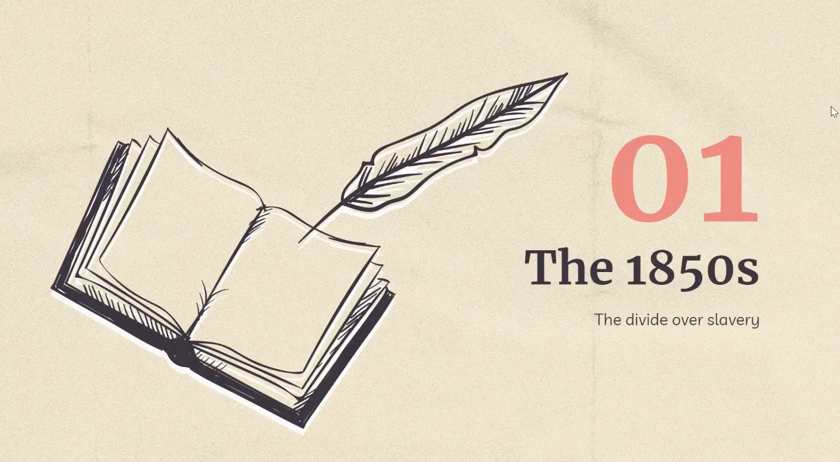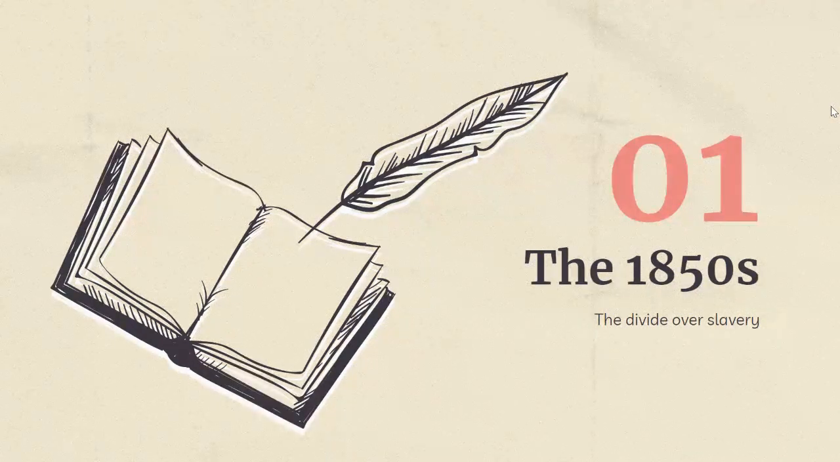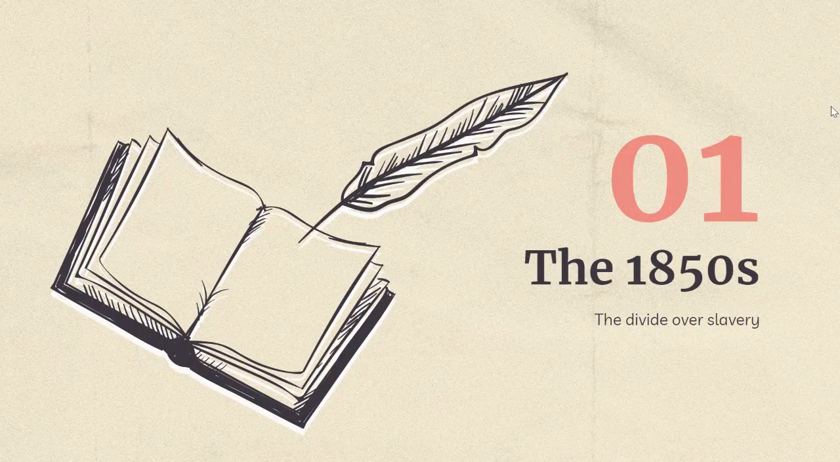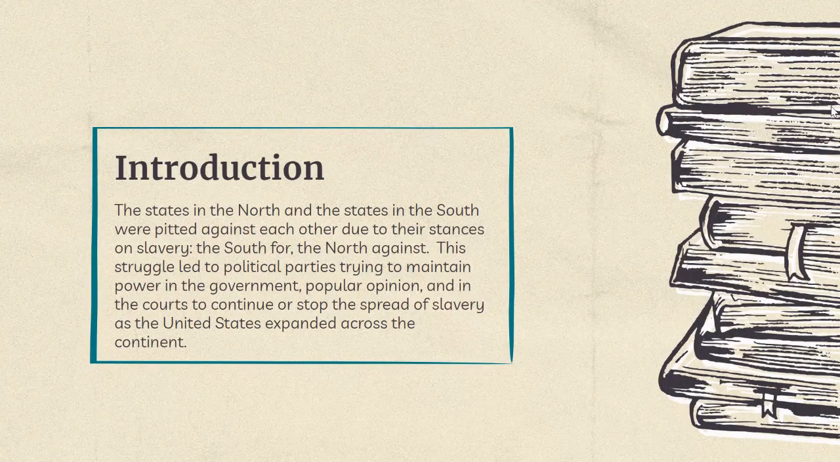As we begin the section on the 1850s, you'll notice one theme running through this part of the unit, and that is the divide over slavery. So let's get a little introduction to this unit. The states in the North and the states in the South were pitted against each other due to their stances on slavery. The South for slavery and the North against slavery.